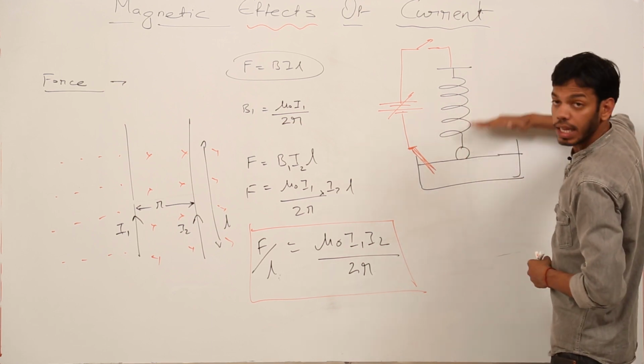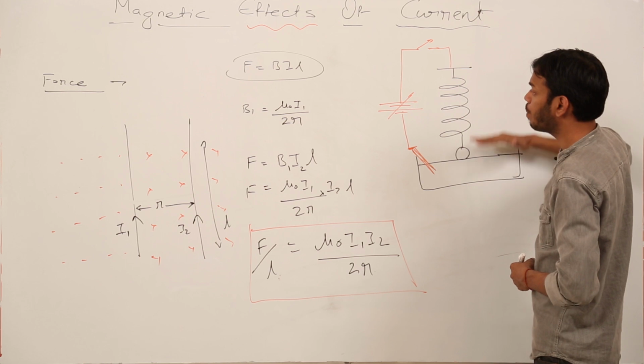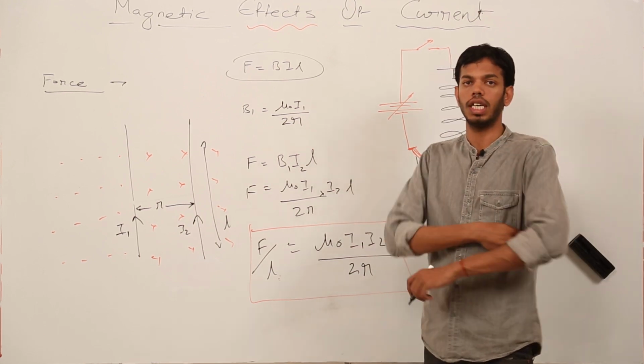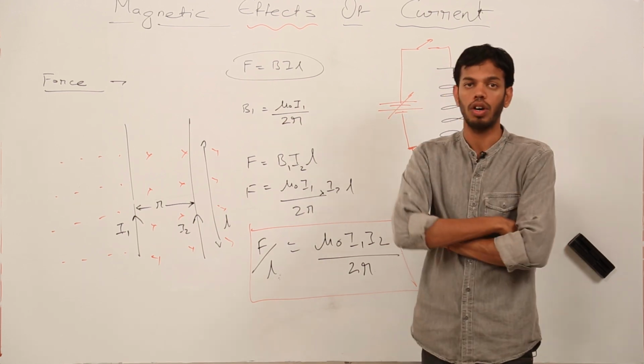So what will happen? This kind of SHM motion will keep on happening here. Alright, so this was the force in the magnetic field of another wire on another conductor.